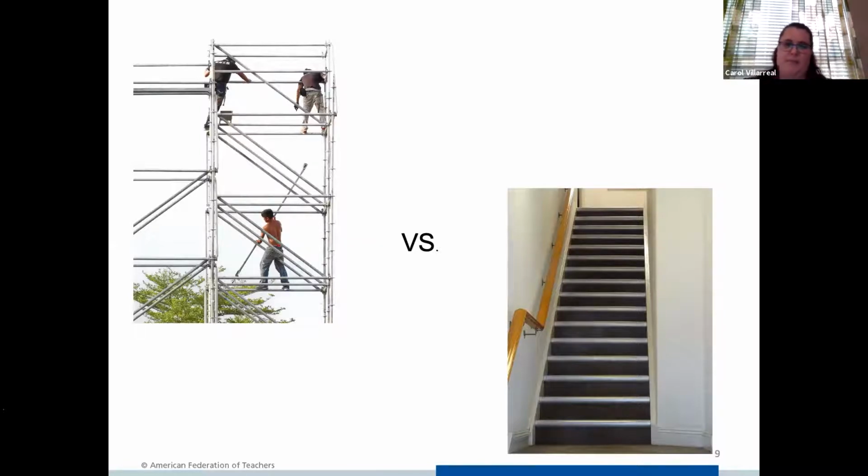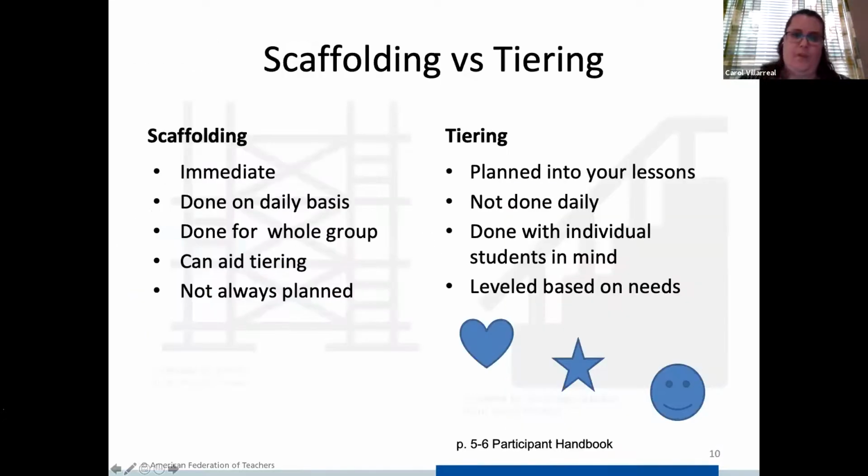So we're going to look at the difference between tiering and scaffolding. So we have a little chart here. Under scaffolding, we have that it's immediate. It's done on a daily basis. It's done for the whole group, not individual. It can aid tiering, and it's not always planned. It's on the go. It's those things that you just do as a good educator.